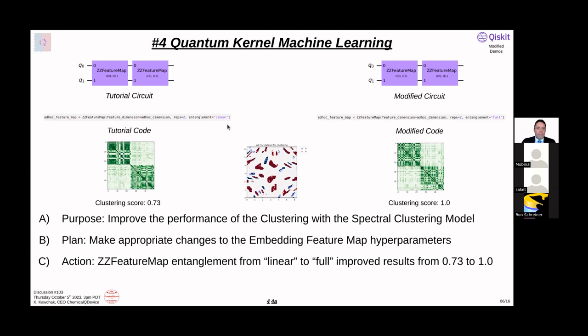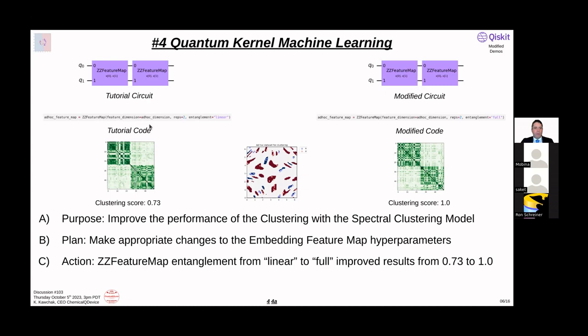So the one on the left is this ZZ feature map, which is an embedding layer, which takes classical data into quantum states. And the entanglement in it is linear. So linear entanglement is not as complex as full. What I did on this specific one is I changed entanglement equal to 4. And in this specific case, you can see what's going on with the ZZ feature map.